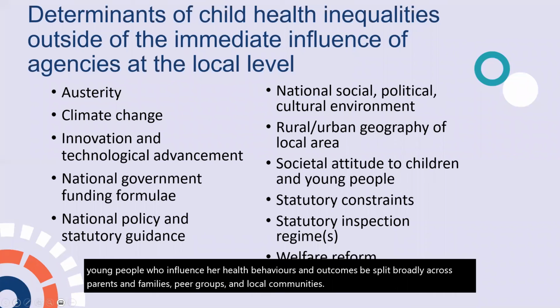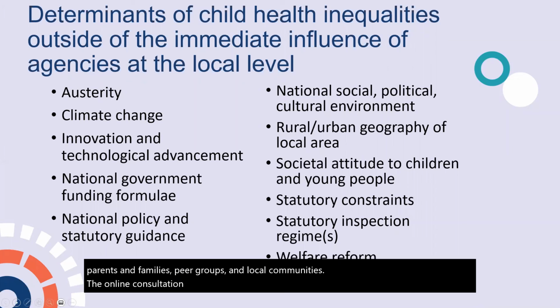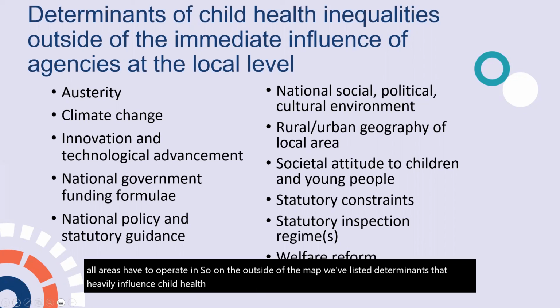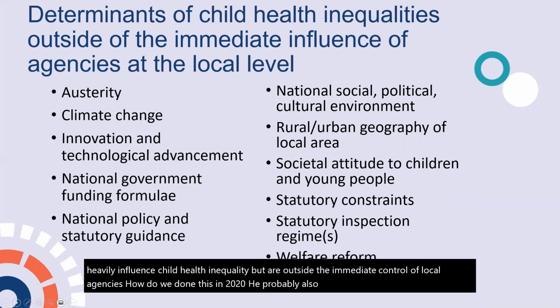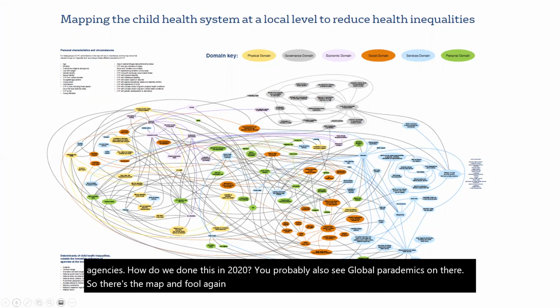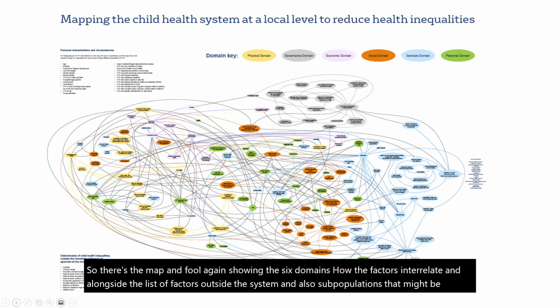The online consultation respondents particularly wanted to represent the wider climate that all areas have to operate in. So on the outside of the map, we've listed determinants that heavily influence child health inequalities, but are outside the immediate control of local agencies. Had we done this in 2020, you'd probably also see global pandemics on there. So there's the map in full again, showing the 6 domains, how all the factors interrelate, and alongside the list of factors outside the system, and also subpopulations that might be at risk of poor health outcomes.